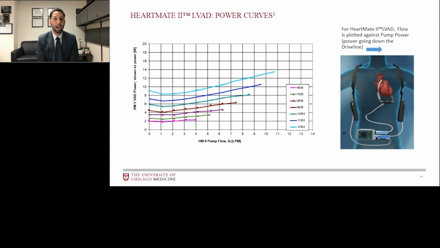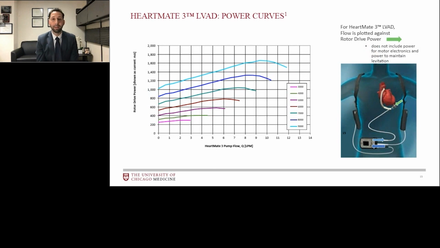However, this relationship becomes curvilinear, or said another way, imprecise, at flows of less than 2.5 liters per minute. If the HeartMate 2 is trying to estimate flow based on the power consumption for flows of less than 2.5 liters per minute, it is unable to accurately do so. In fact, it doesn't even attempt to do so. The lowest flow that the HeartMate 2 is going to ever display on the monitor is 2.5 liters per minute because it does not have the ability to recognize or discriminate flows of less than that.